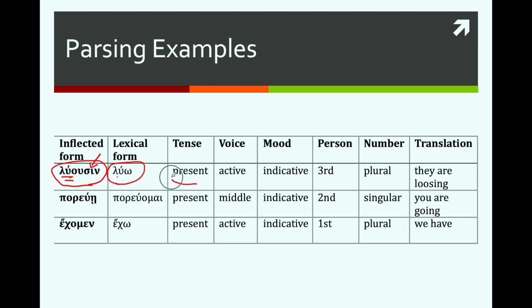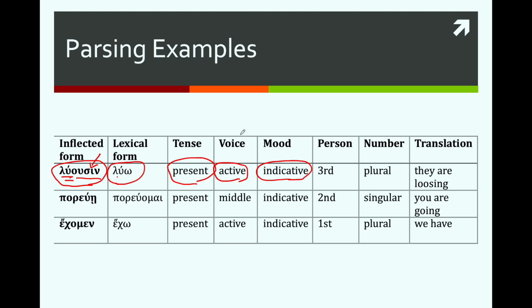But again, we're dealing with present tense. We know it's present tense because that's what we're learning today. Ousin. Again, what endings are these? Are these the active or the middle passive endings? Well, they're the active. Again, the mood is a given. You'll be dealing with indicative verbs for quite a while. Luousin, go through the paradigm.